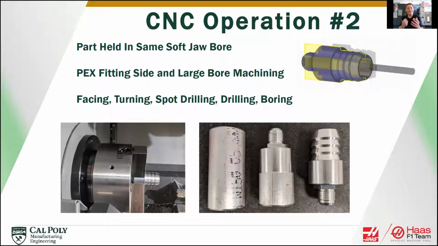Now, the part is going to be held in the same soft jaw bore for the second operation. So they machine that PEX fitting side, and then they do the large bore machining for that second operation. And so they're facing, turning, spot drilling, and boring. The reason we had to drill twice is we don't have enough Z right there. We had to get a stub drill.